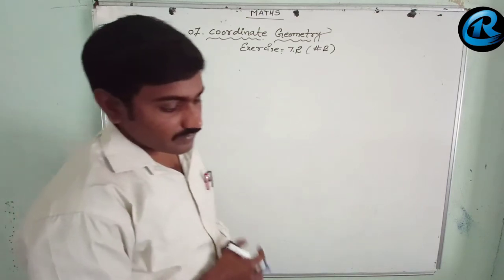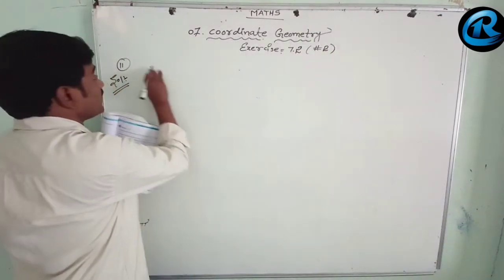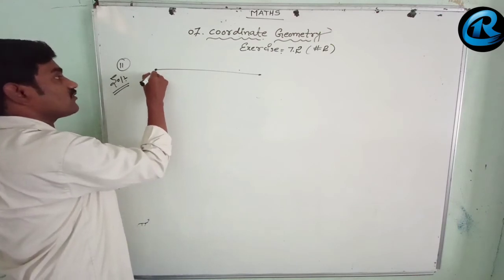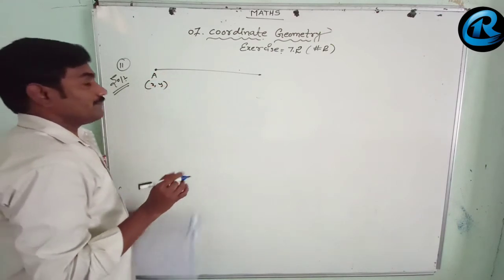See that? Find the point A (x, y). We need to find out the point A (x, y). Now this time we have to find out this point (x, y). Okay, let us find it.